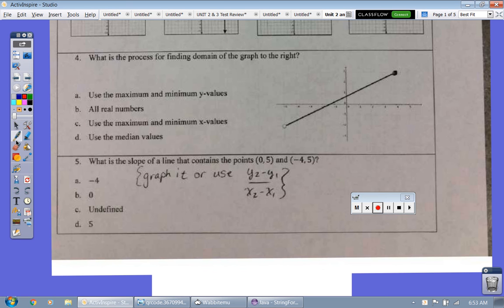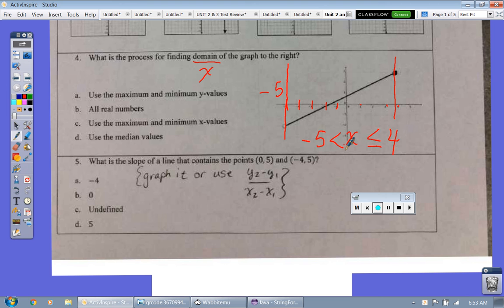Look at number 4 here. Question 4 says, what's the process of finding the domain, the x's? If I were to actually answer this, I would go 1, 2, 3, 4, 5. This is at -5, and I would build a fence. So it'd be -5, and that would be an open circle. Then this one here would be 1, 2, 3, 4. I'd build a fence, and that's a closed circle. Let's see what it says here.